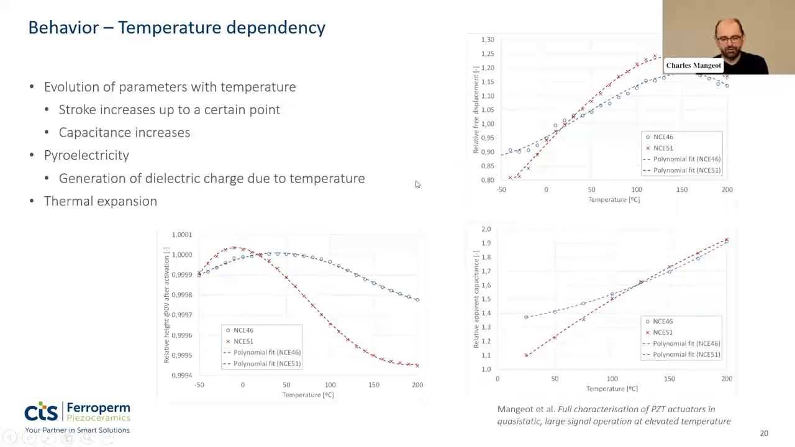Temperature behavior is also vastly studied. We have variation of the parameters. You can see here, for example, the increase in relative displacement according to temperature. At 120 degrees, for example, you get 25% more displacement, but at the same time, you also have 60% higher capacitance. So there is obviously some influence of temperature on the performance, which is documented in some papers. There is a note here to reference the data.